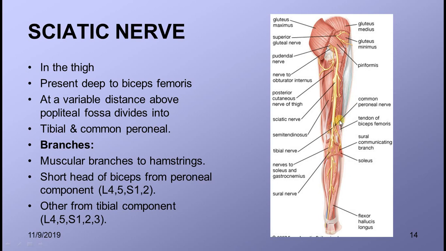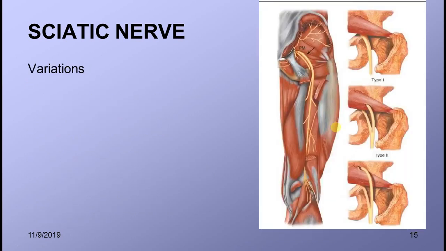So the tendon of biceps and the common peroneal nerve, you can identify vice versa. With the help of the common peroneal nerve you can identify that the muscle is the tendon of biceps, or with the help of the tendon of biceps you can identify that the nerve closely related to it is the common peroneal nerve.